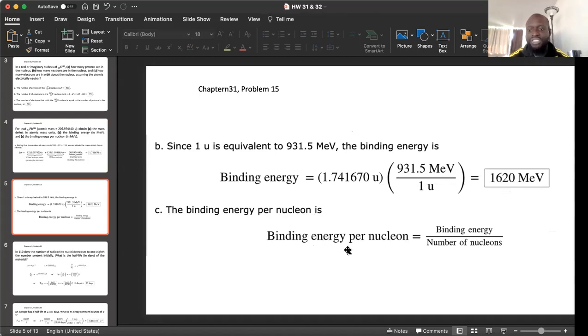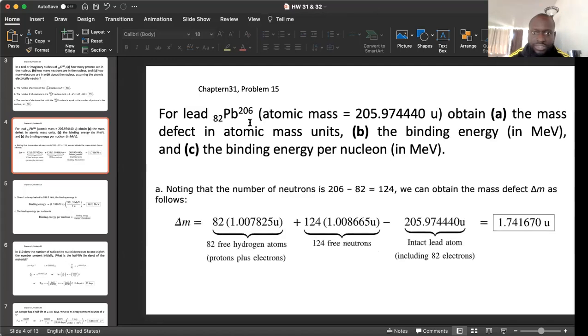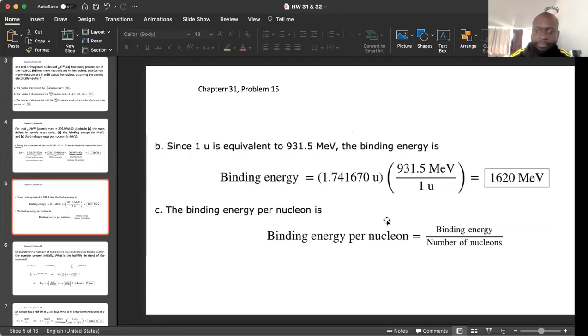And then the binding energy per nucleon is the binding energy divided by the total number of nucleons. So that's going to be this answer divided by the nucleons, which are protons and neutrons. What is it right here for the nucleons? 206. So we're going to have 206. So that's 1620 divided by 206, which becomes the final answer right there.